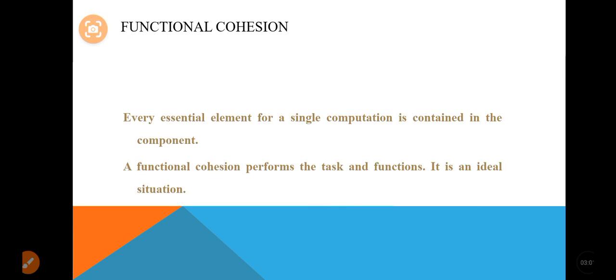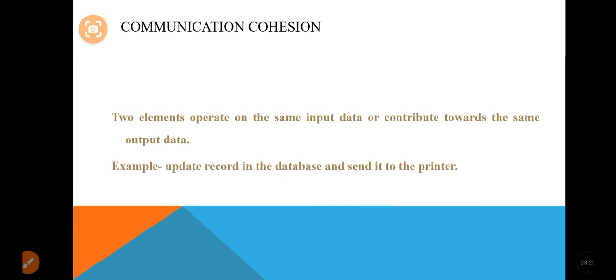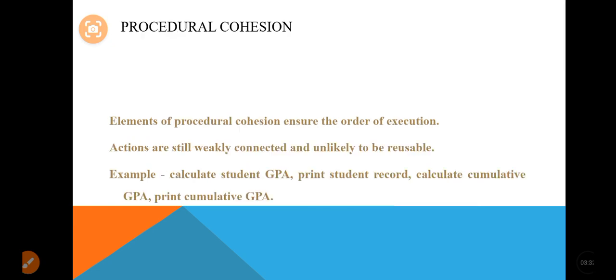In functional cohesion, every essential element for a single computation is contained in the component. If functional cohesion performs the task and function, it is an ideal situation. Sequential cohesion: an element outputs some data that becomes the input for other elements, that is, data flow between the parts. Communication: two elements operate on the same input data or contribute toward the same output. Example, update record in the database and send it to the printer.